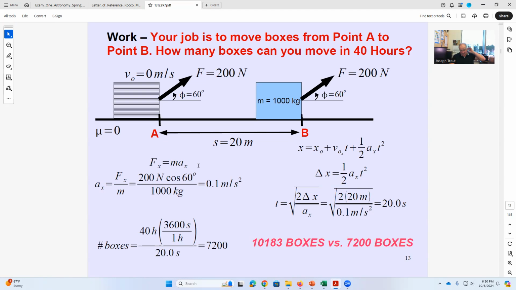And we take our 40 hours, convert it into seconds, divide it by 20 seconds. We've only moved 7,000 boxes this time. And our paycheck is small and we're really unhappy. But you can see what happened, right? All of the force wasn't going into moving the box. All of the force wasn't going into doing the work. Some of it was lifting the box up, which is perfectly okay, but it doesn't get the box from point A to point B. So what we really need is the amount of force that's moving in the direction of our motion.